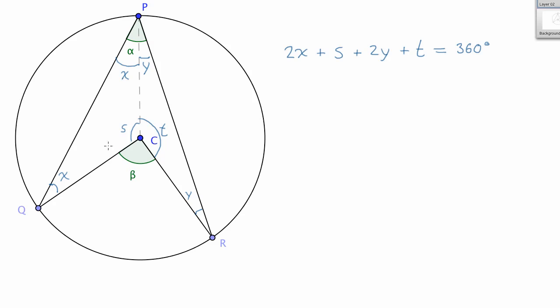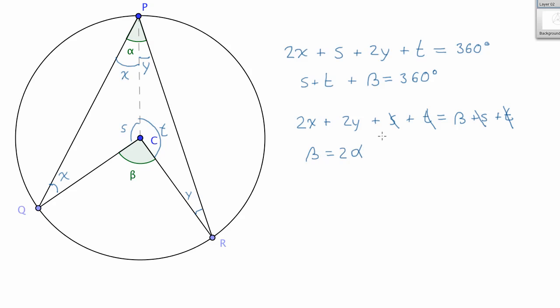And then if we look here at the center, around point C, we can easily see that S plus T plus beta is equal to 360 degrees. So we can equate these two. We've got 2x plus 2y, I'm changing the order a little bit here, plus s plus t is equal to beta plus s plus t. And the s and t's cancel. So we get beta is equal to 2x plus 2y. But of course, x plus y is equal to alpha. So beta is equal to 2 alpha, which is what we wanted to prove.